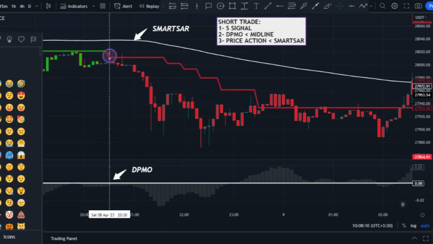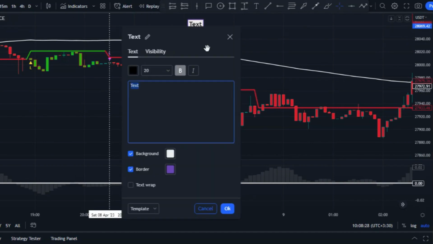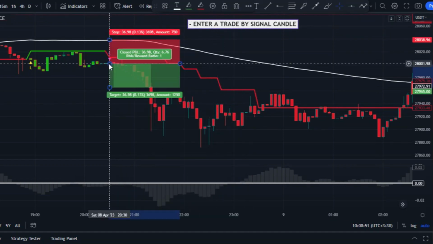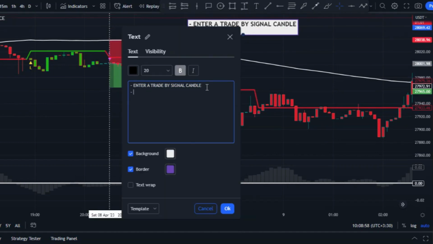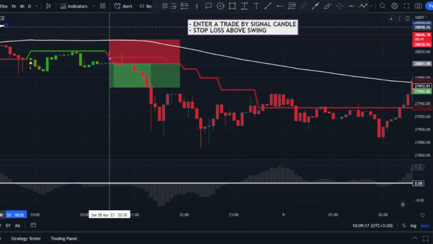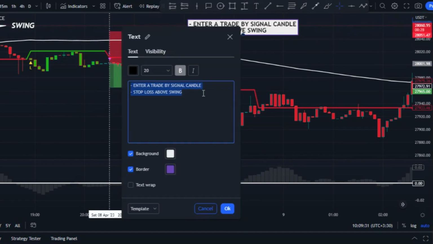If all these conditions are met, the short signal is confirmed. Now we can enter the trade by closing the signal candlestick. And place your stop loss above the swing high. Then set your target to the risk-reward ratio of 1 to 1.5.